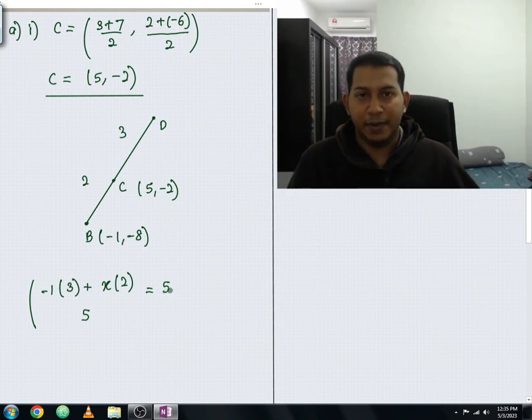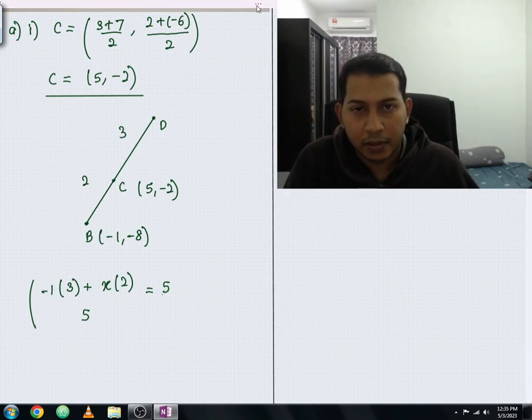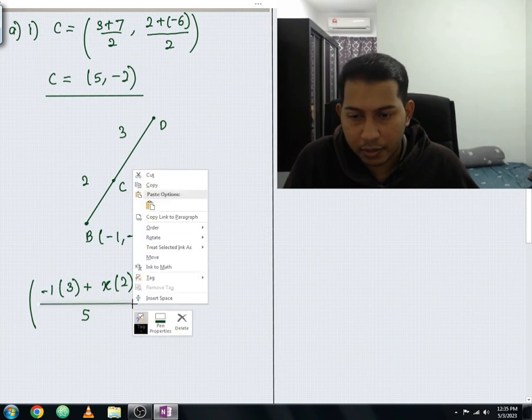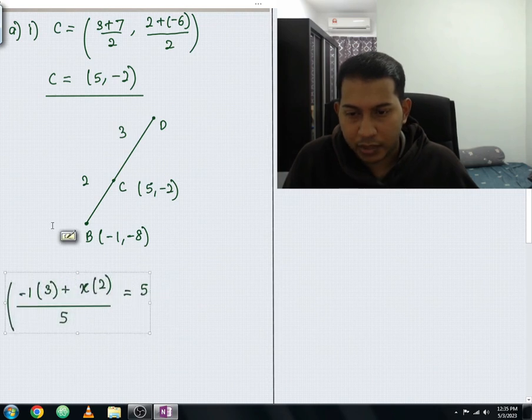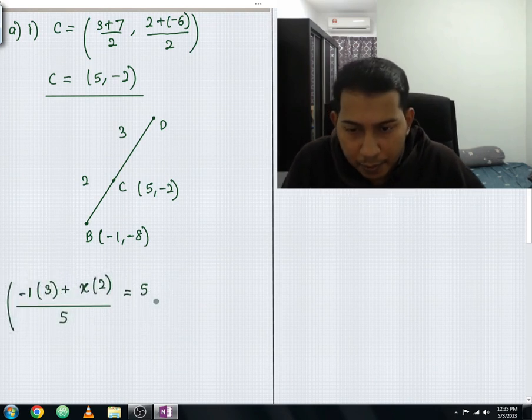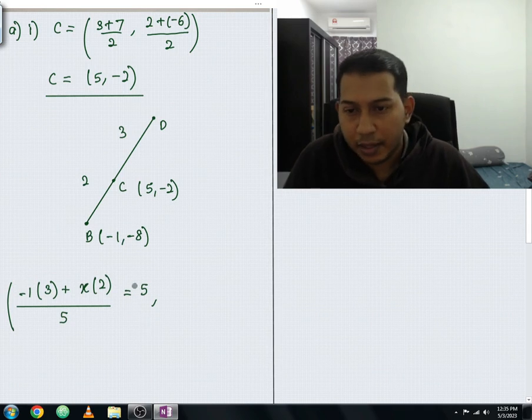So you understand what I mean, right? Okay, so let me underline the fraction. Okay, let me place it over here. So this is for the x coordinate. So from here, let us focus on the y coordinate.